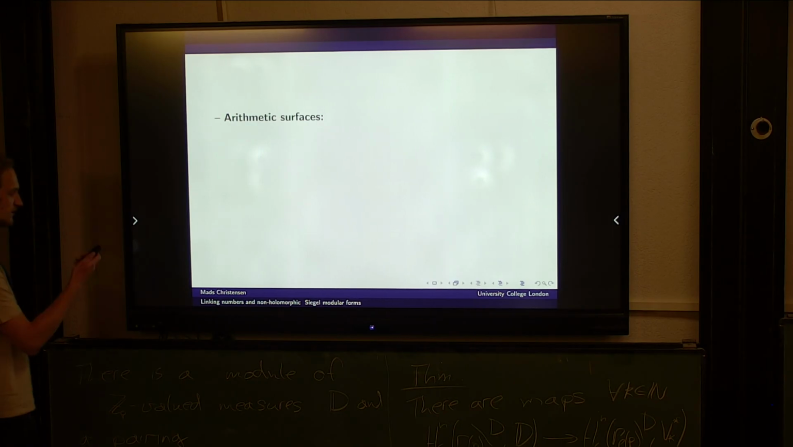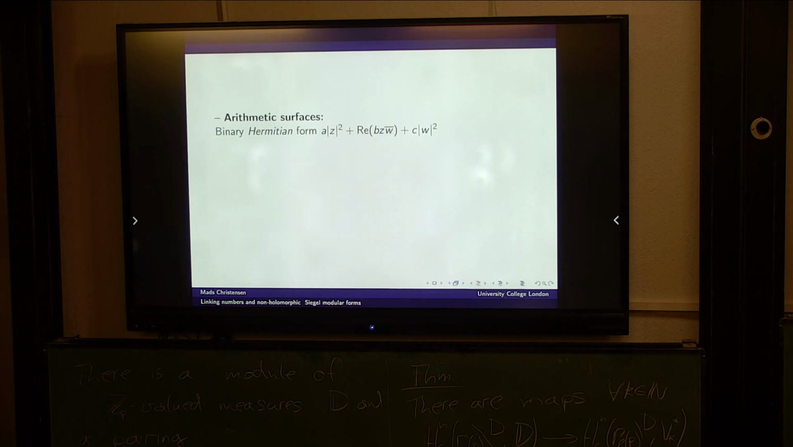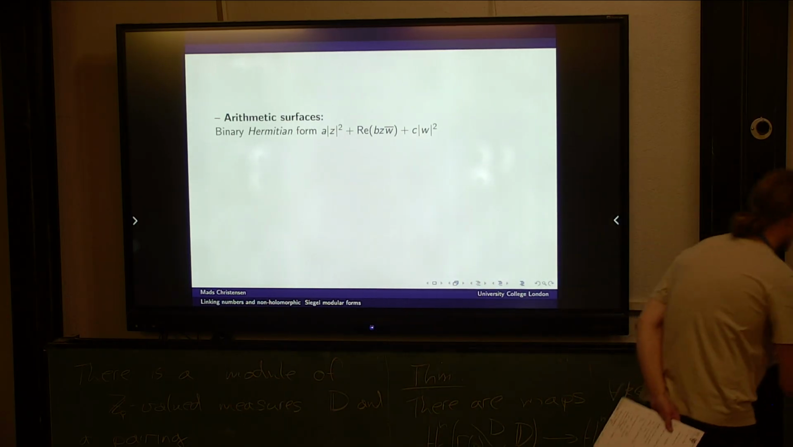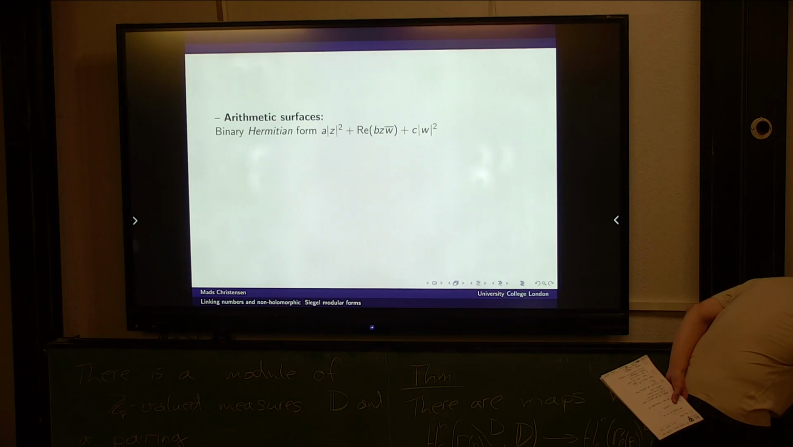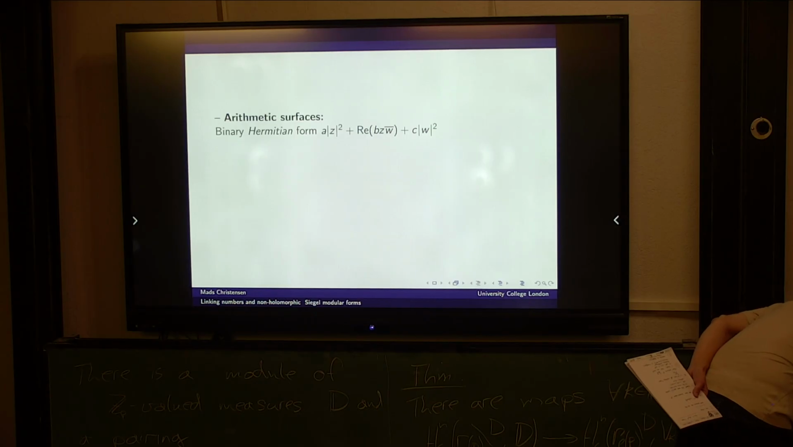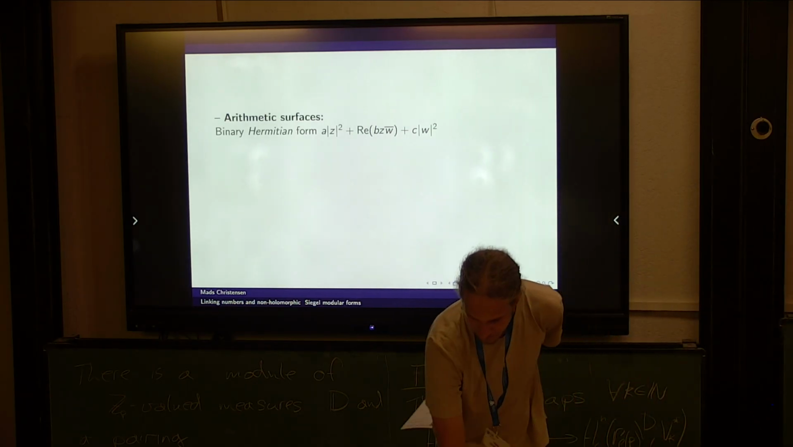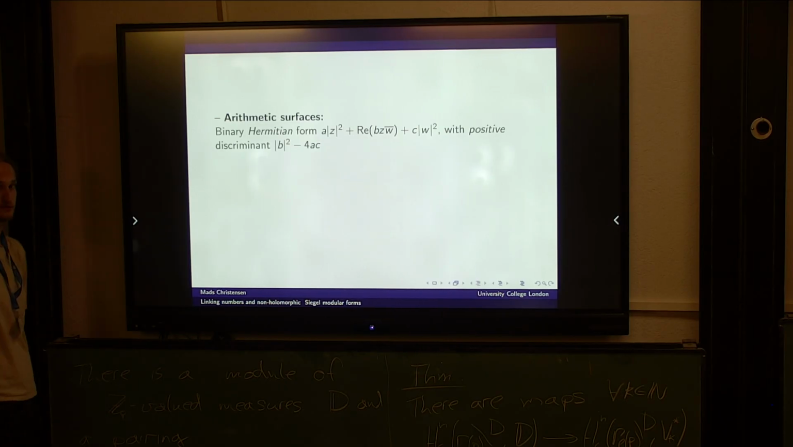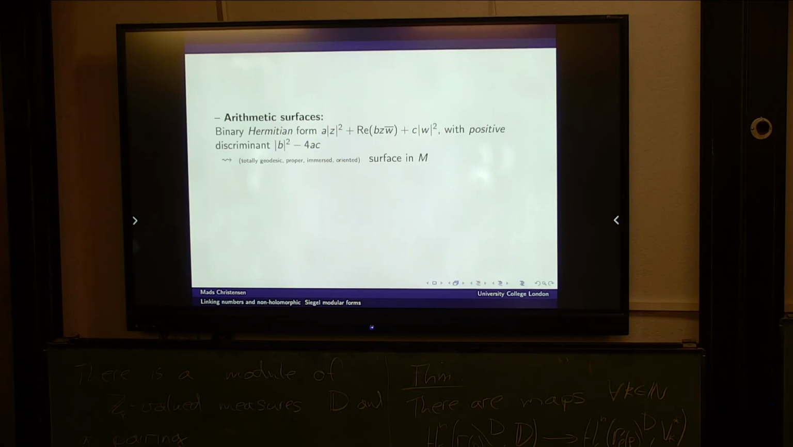Arithmetic surfaces come from binary Hermitian forms. These are expressions of this kind, and maybe I should say what the coefficients are. A and C should be integers, and B should be, in this case, a Gaussian integer. Attached to such a form, if it's positive definite, meaning that the discriminant, which is this expression, is positive, you can define a surface in M. It's described in some way similar to what Eugenia said in her talk.